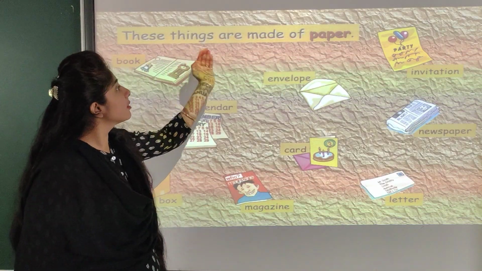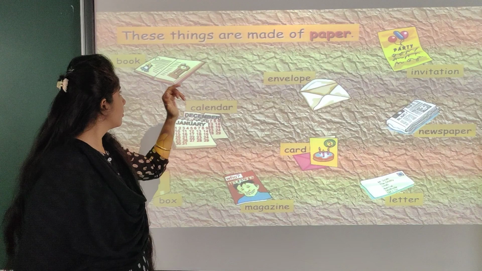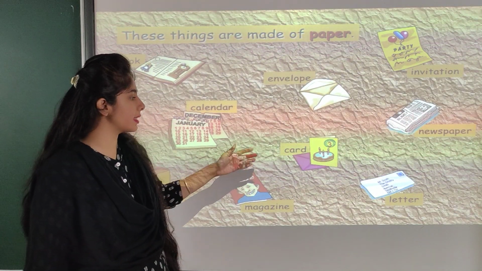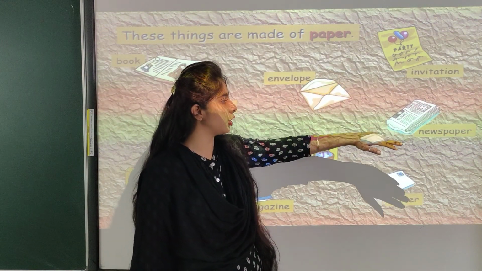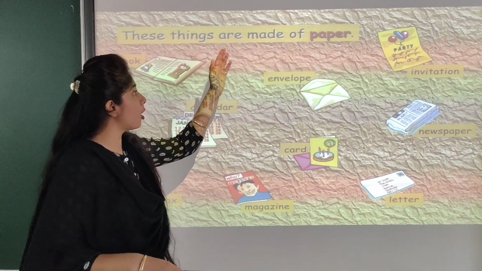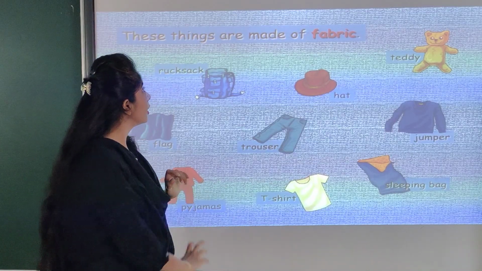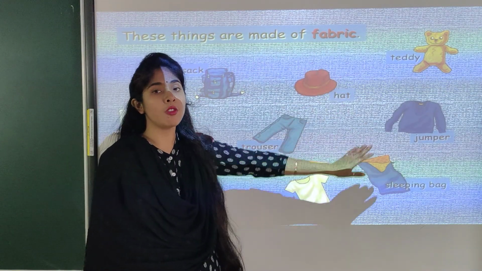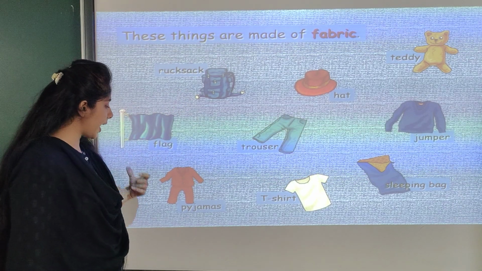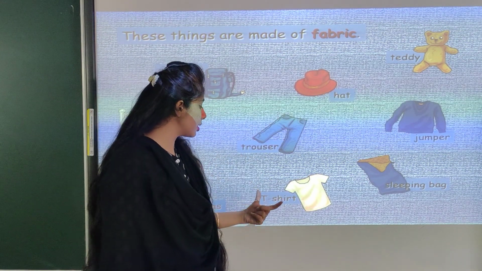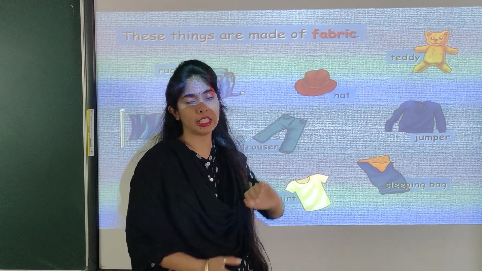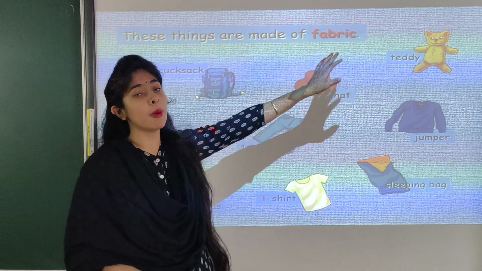Now, things which are made of paper. Here you can see book, calendar, box, magazine, card, envelope, party invitation, newspaper, letter. These all are made from what? Paper. Then, these things are made of fabric. Let's see. Rucksack, flag, pajamas, trousers, t-shirts, hat, sleeping bag, jumper and teddy. These all are made from fabric.